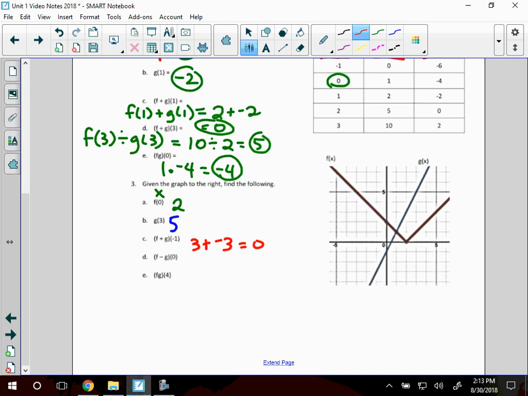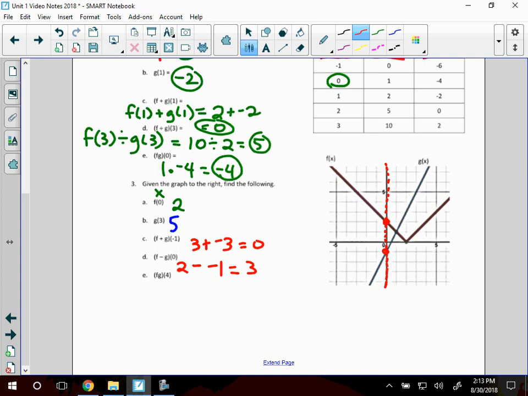All right, let's check in on D. So I'm subtracting these two functions at an x value of 0. So that x value of 0 happens here. So I need to find f of 0 first. That's 2. G of 0 is negative 1. And 2 minus a negative 1 would give me 3.